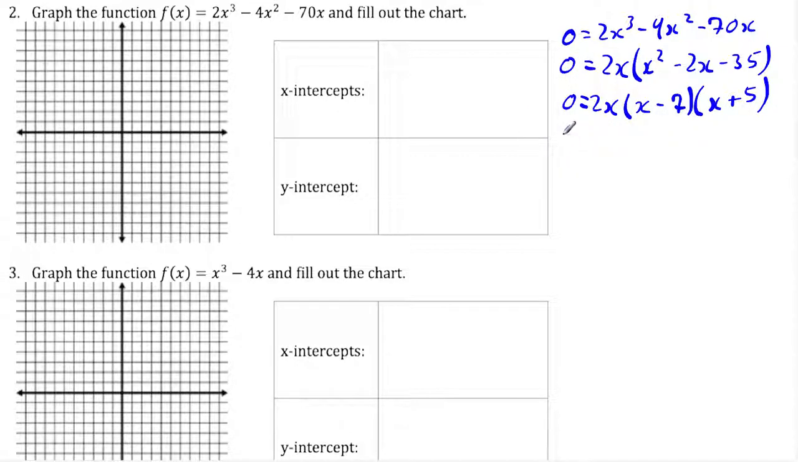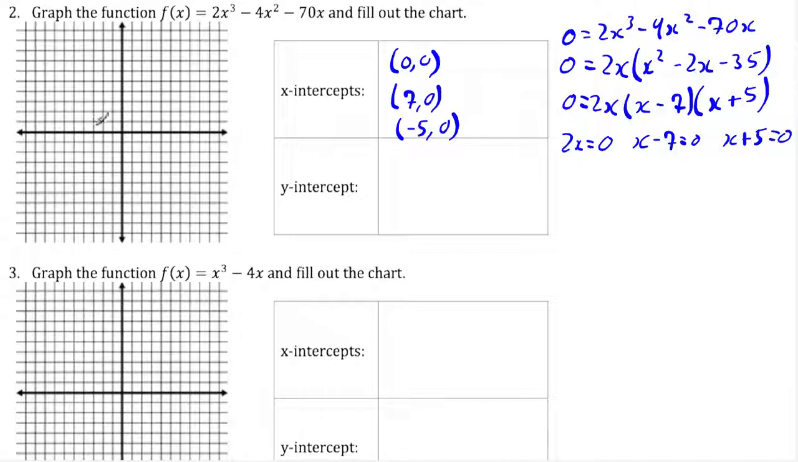Okay, I set these factors equal to 0, so I get 2x equals 0, x minus 7 equals 0, and x plus 5 equals 0. So what that gives me is, when x is 0, I get (0, 0), I get (7, 0), and I also get (-5, 0). So 0, 0, 1, 2, 3, 4, 5, 6, 7. 1, 2, 3, 4, 5.